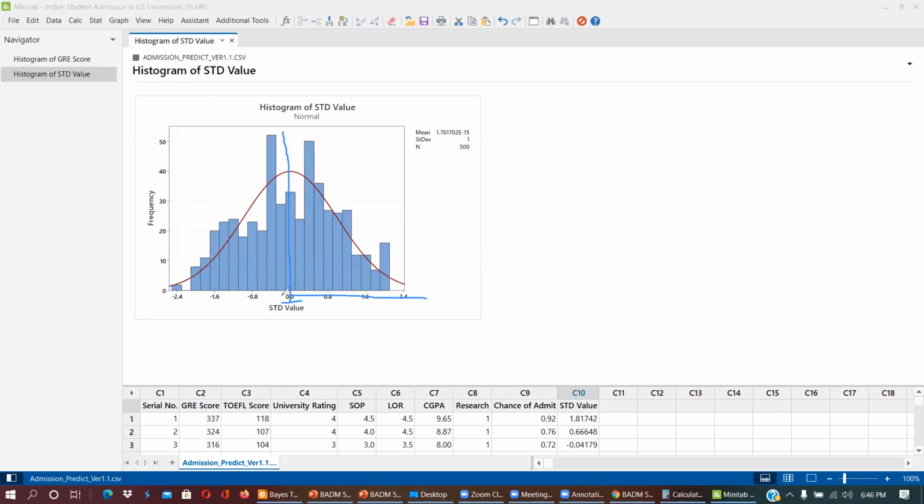So if anything is more than average, that will come on this side. Anything less than average will come on this side. These are the negative values. So this is 1 sigma, this is 2 sigma, this is 3 sigma. Mean plus one... let me explain through slides, then I'm going to come back here again. So hope you can understand the standardized value. Now I'll share the screen.